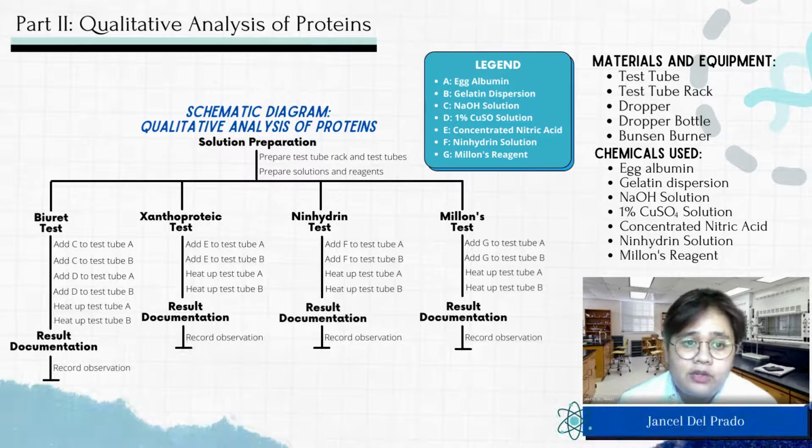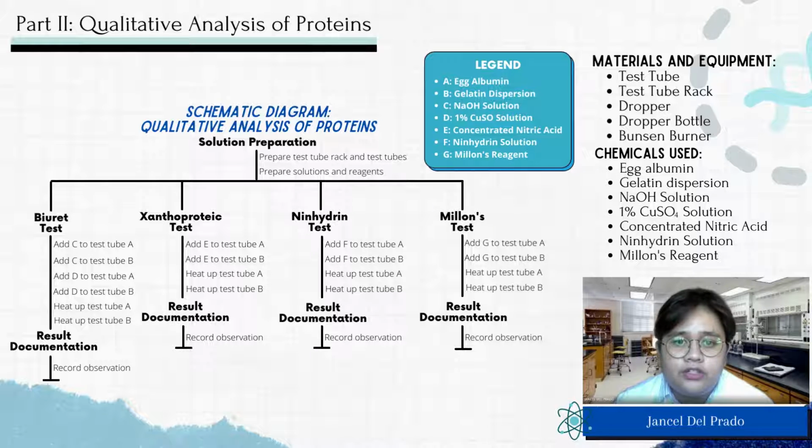The second lab simulation is also done via Biuret labs. The only difference is that it is no longer done in a sequential arrangement. Rather, it is done in order to identify the proteins or amino acids present in egg albumin and gelatin dispersion for comparison. Similar materials were used from the previous experiment.